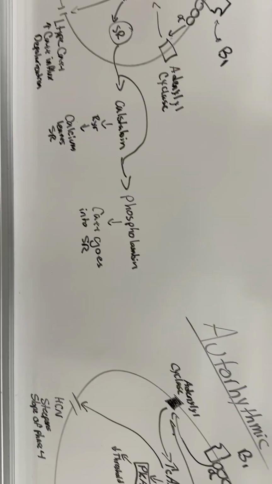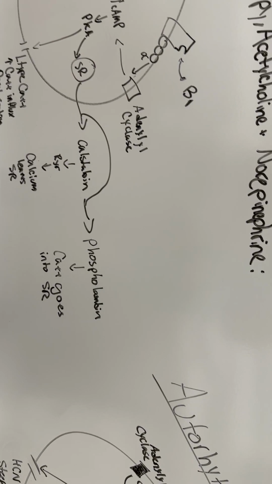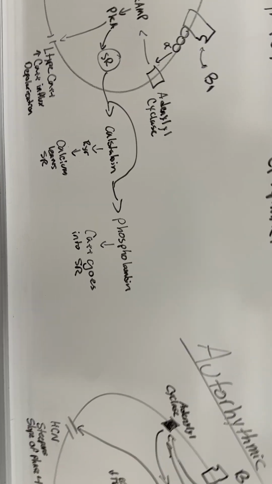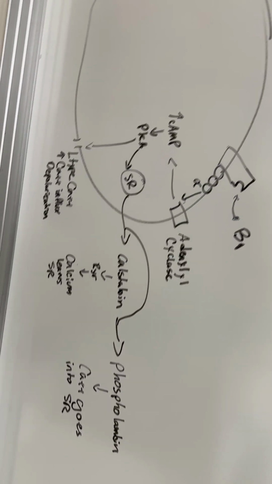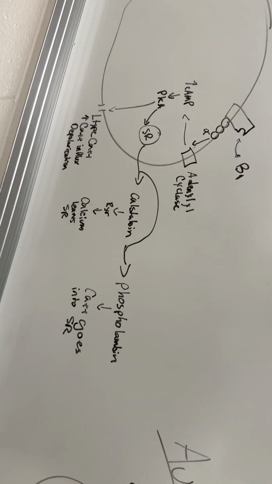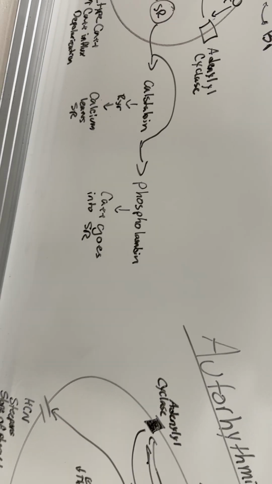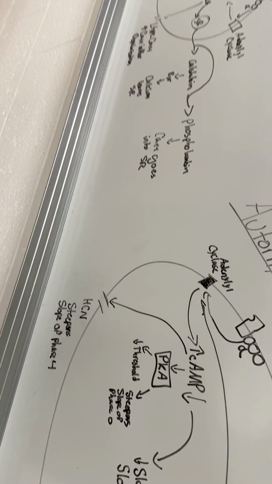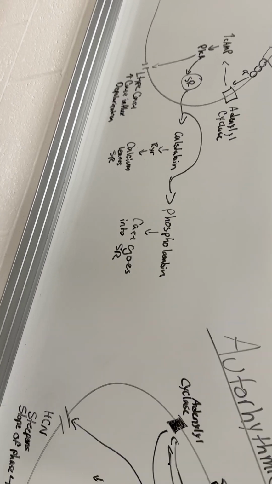inhibiting calstabin and phospholamban. Now, calstabin inhibits RYR, so when we get rid of calstabin, calcium is going to leave the SR and cause depolarizations, which is going to lead to increased heart rate and inotropy. We're also going to knock off phospholamban, which is going to prevent calcium from going back into the SR.